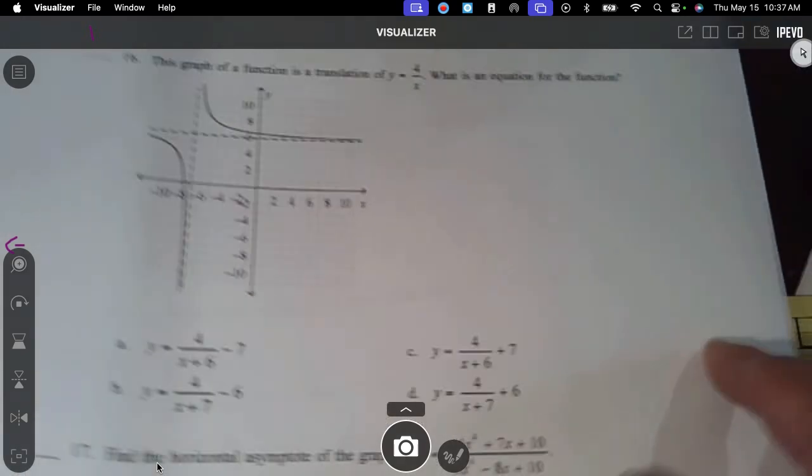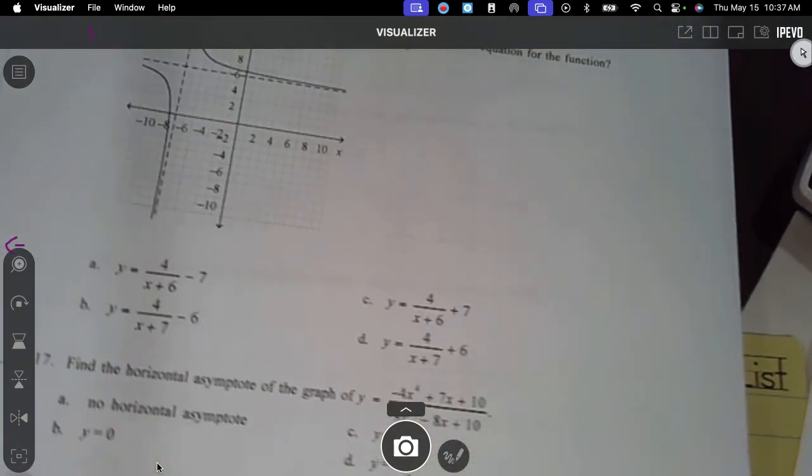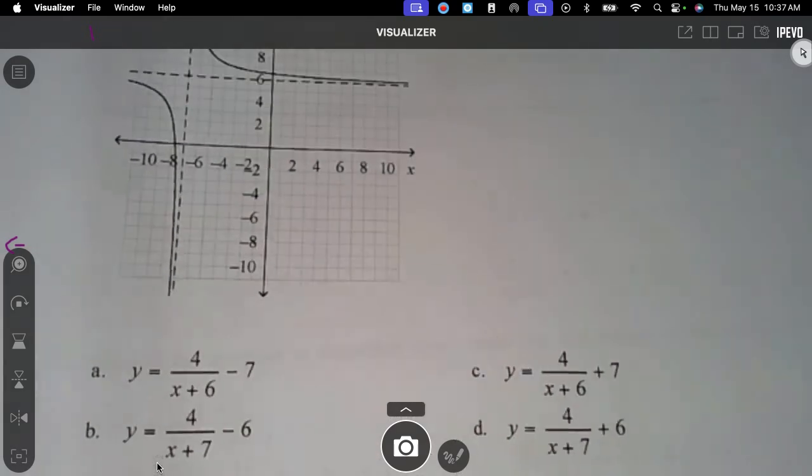But I'm not sure. Still, I'm not sure what ones I'm taking off. Would you just put it in the calculator? What? I just graphed it. I compared it. That's what I thought.